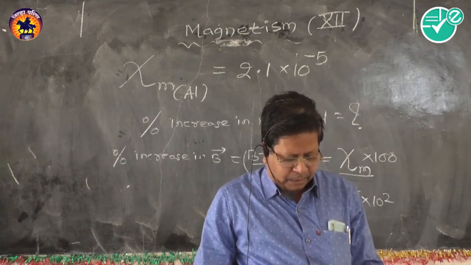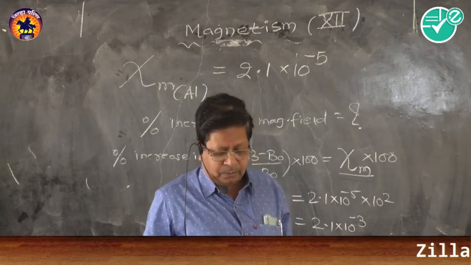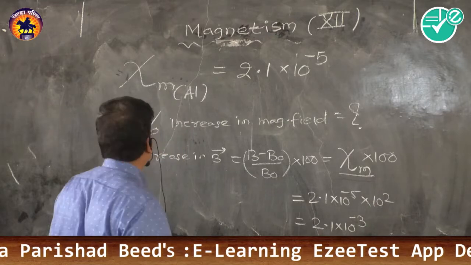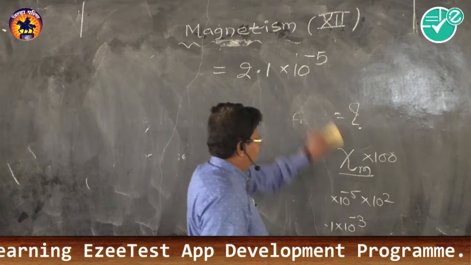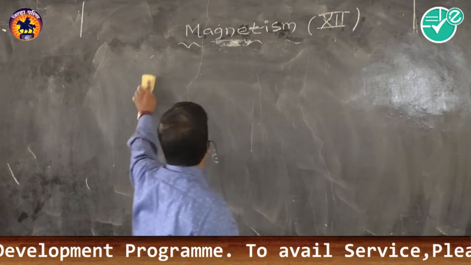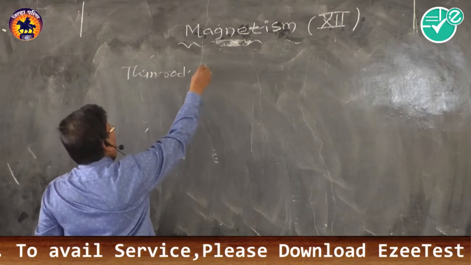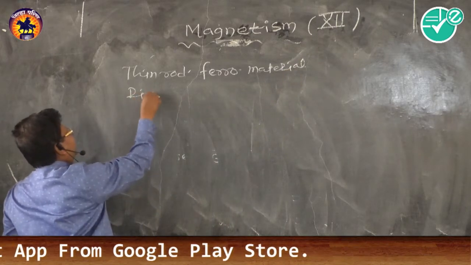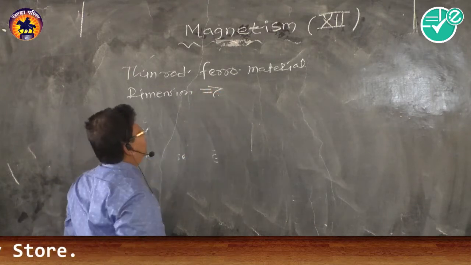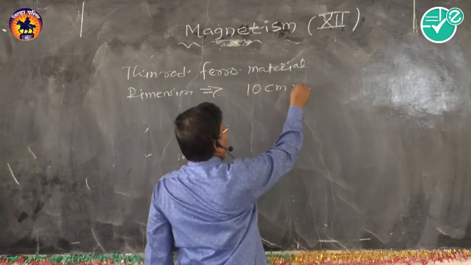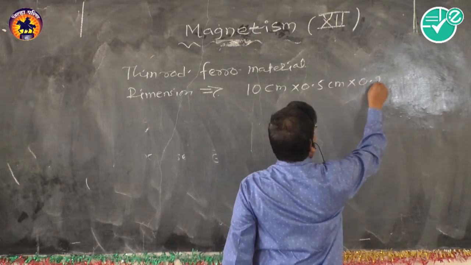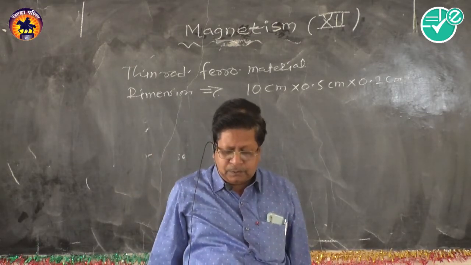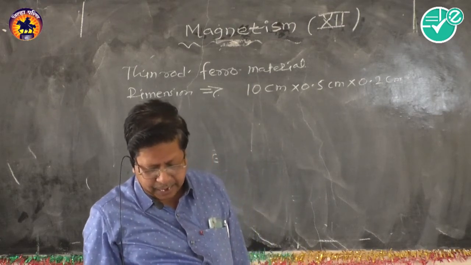Again, regarding this article, we take some numericals, and the first numerical is: a thin rod of ferromagnetic material having dimensions 10 centimeter by 0.5 centimeter by 0.2 centimeter.